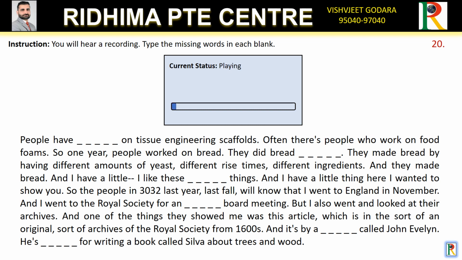People who have worked on tissue engineering scaffolds. Often there's people who work on food foams. So one year people worked on bread. They did bread processing. They made bread by having different amounts of yeast, different rise times, different ingredients. And they made bread. And I like these historical things.